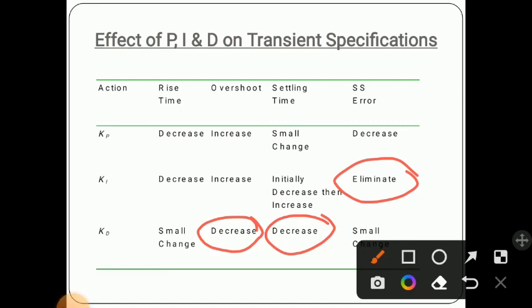And which control action decreases the rise time? This is Kp, and Ki also decreases the rise time. So remember the advantages of these different control actions, and then you can combine them.